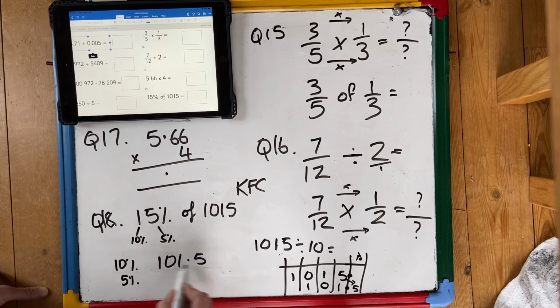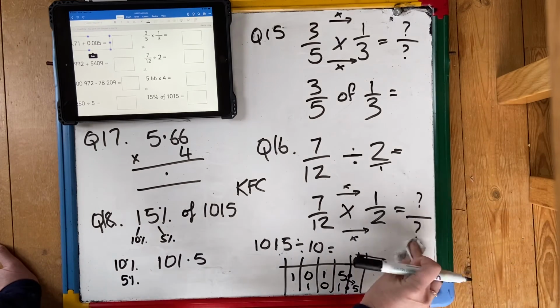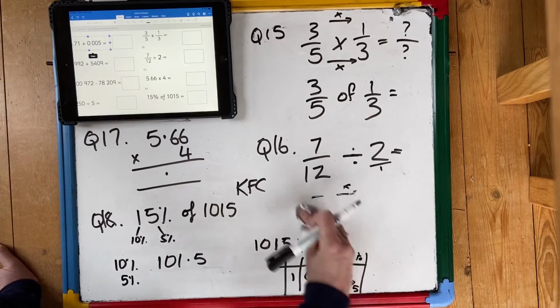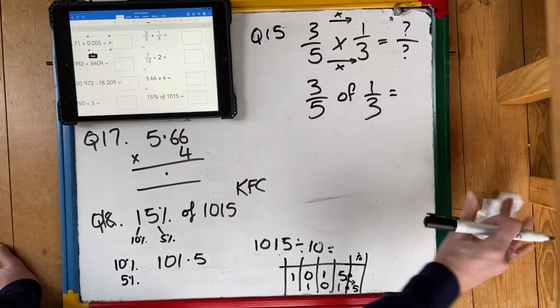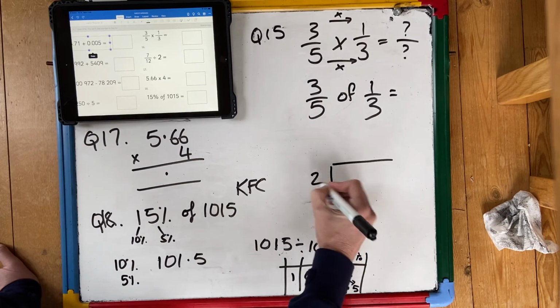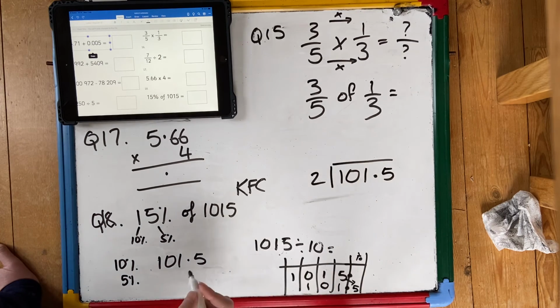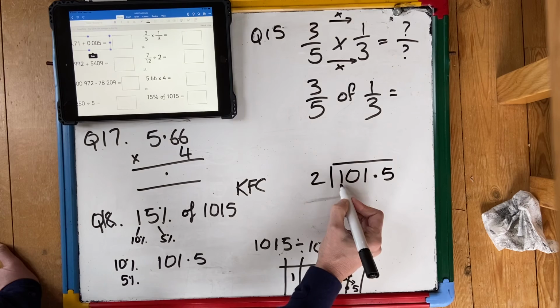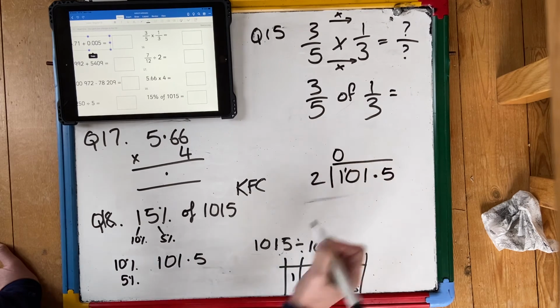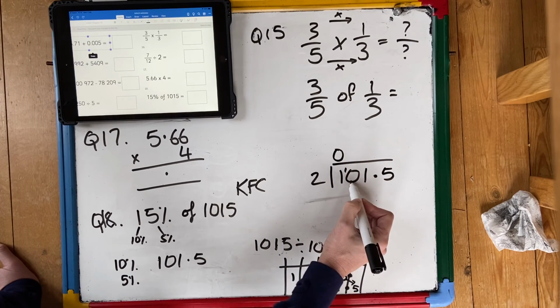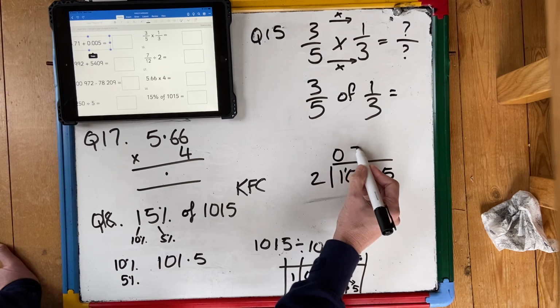5% is half of that. So to work out half, you divide by 2. So divide it by 2, 101.5 divided by 2. How many 2s are in 1? 0. Carry the 1 over. How many 2s are in 10 is 5.